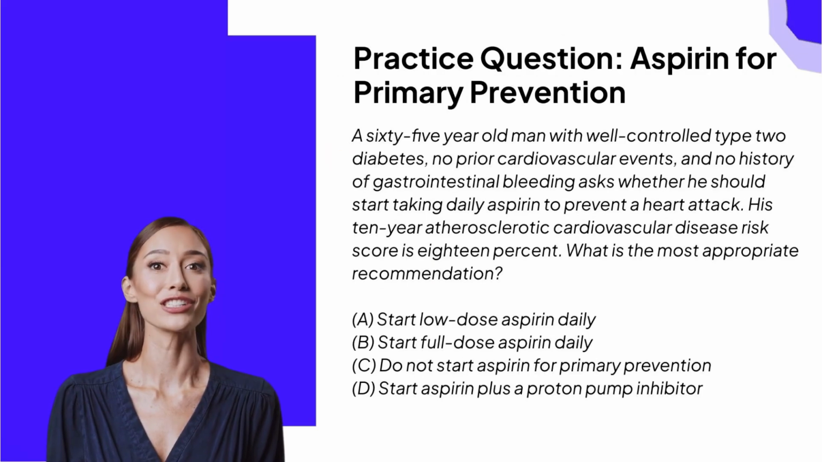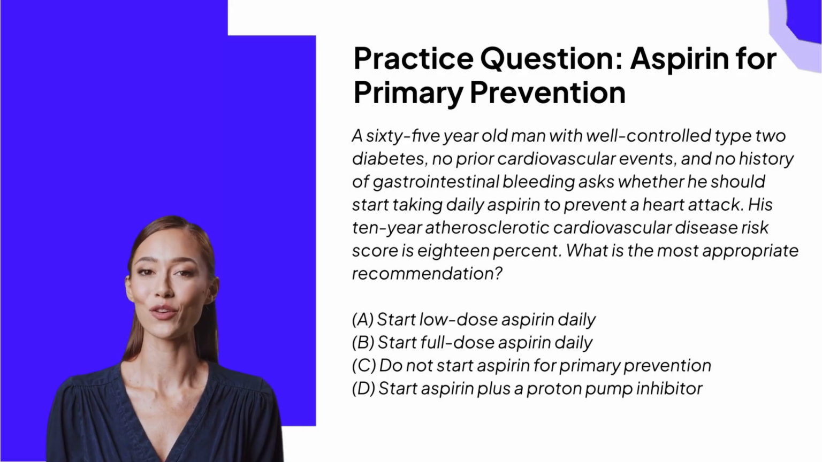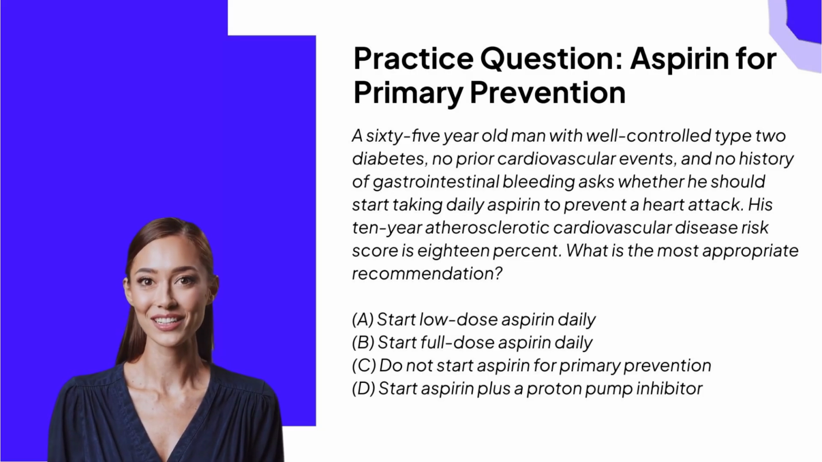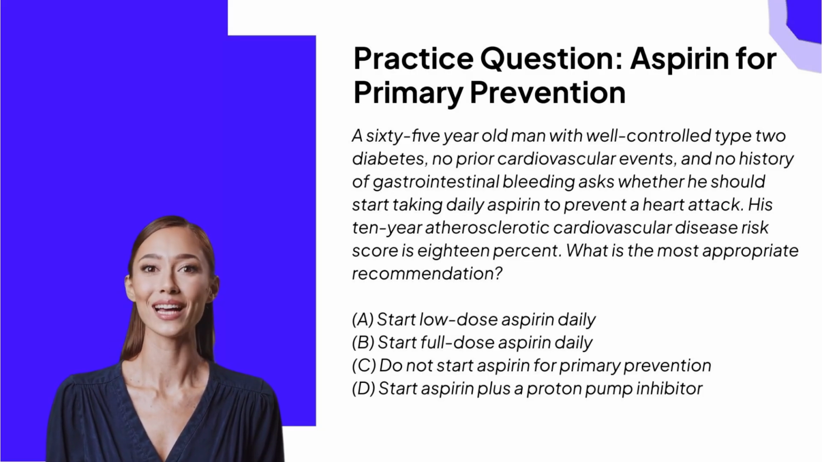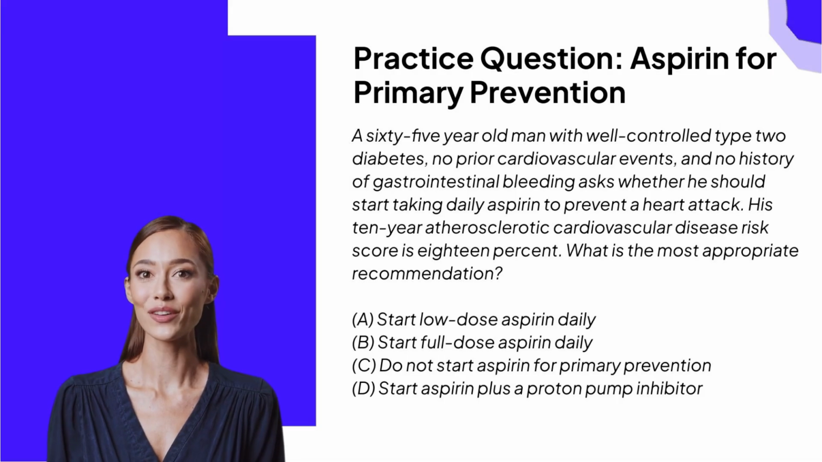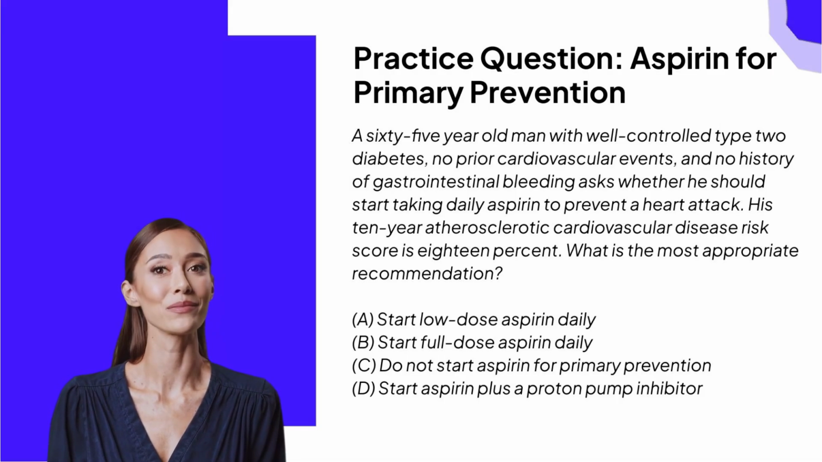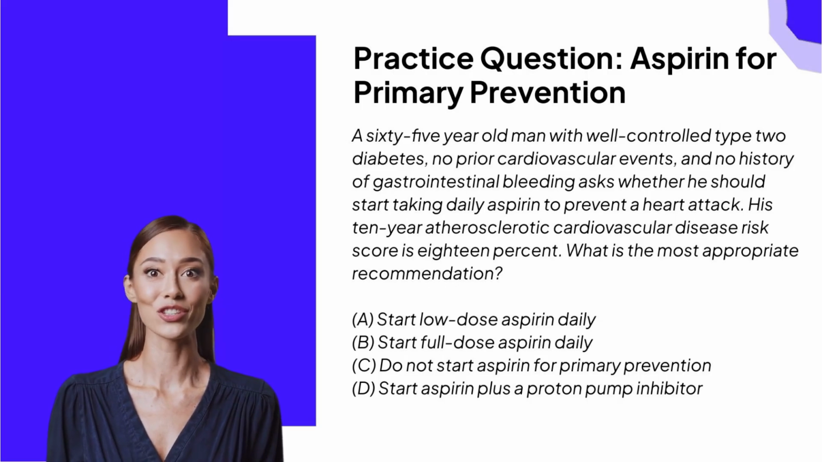Here is our third practice question. A 65-year-old man with well-controlled type 2 diabetes and no prior cardiovascular events asks about starting daily aspirin to prevent a heart attack. His 10-year risk score is 18%. What is the most appropriate recommendation? This is a classic primary prevention question where you need to weigh the benefits of aspirin against the bleeding risk based on the patient's age. We will walk through it next.